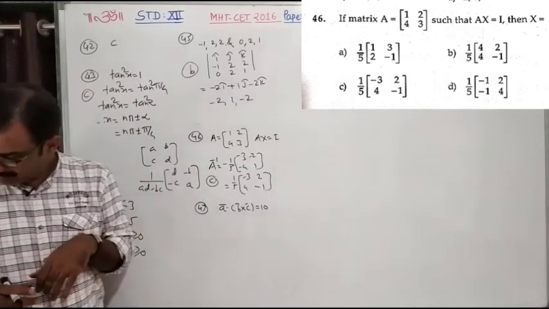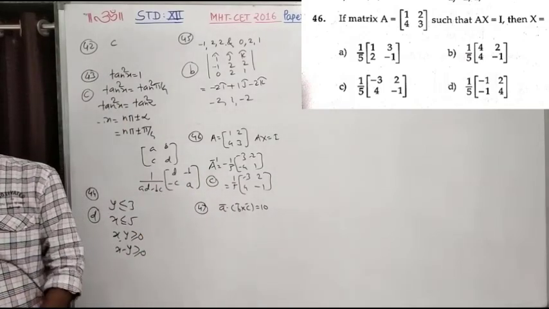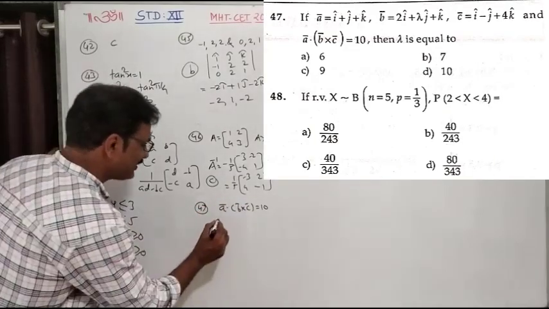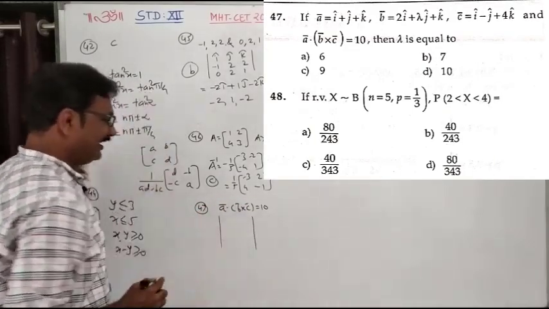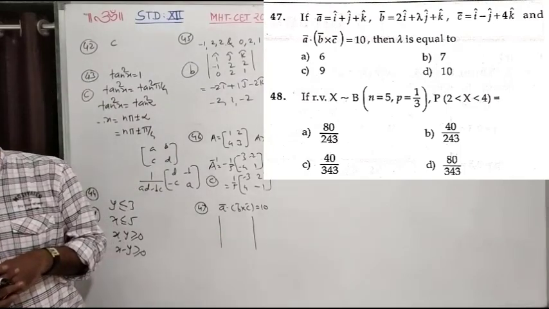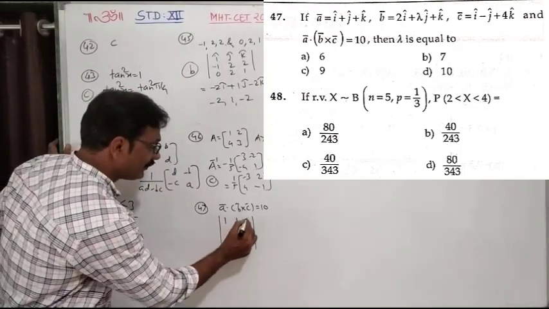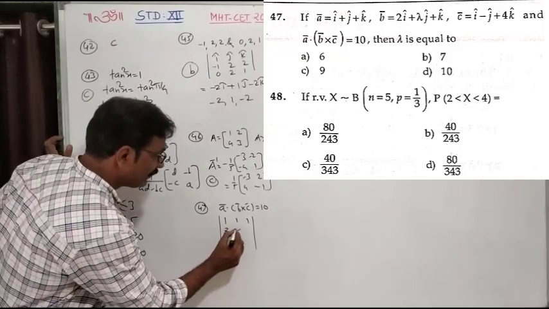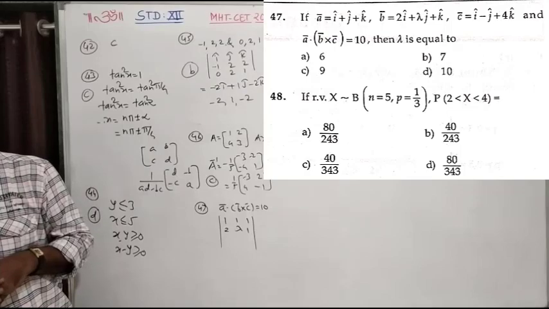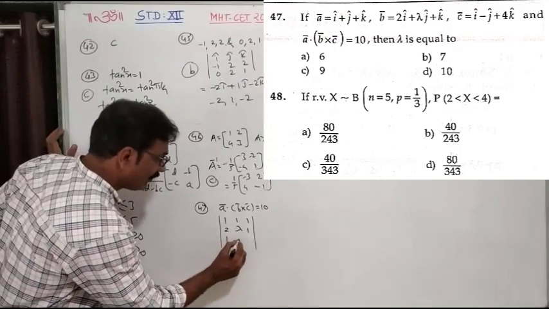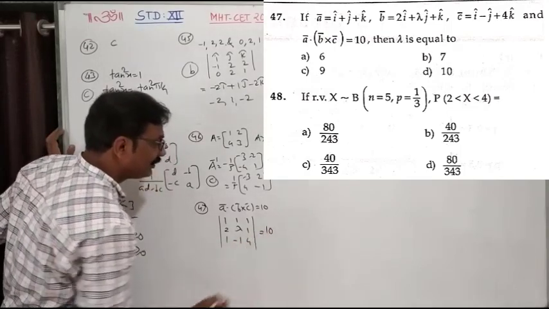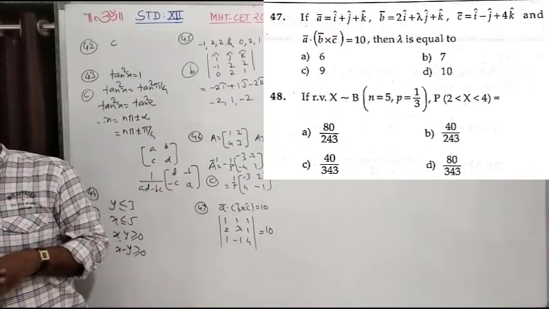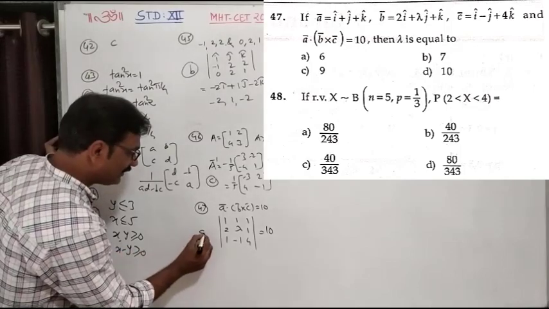Question number 47. A, B, C are given. Their STP is 10. Just use the determinant. What is A? 1, 1, 1. What is B? 2, lambda, 1. What is C? 1, minus 1, 4 is equal to 10. You can just easily solve that. I just give you the option. Your answer is A.